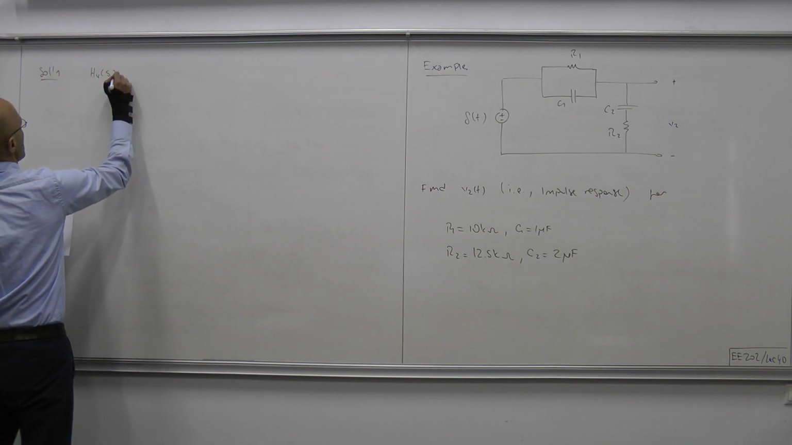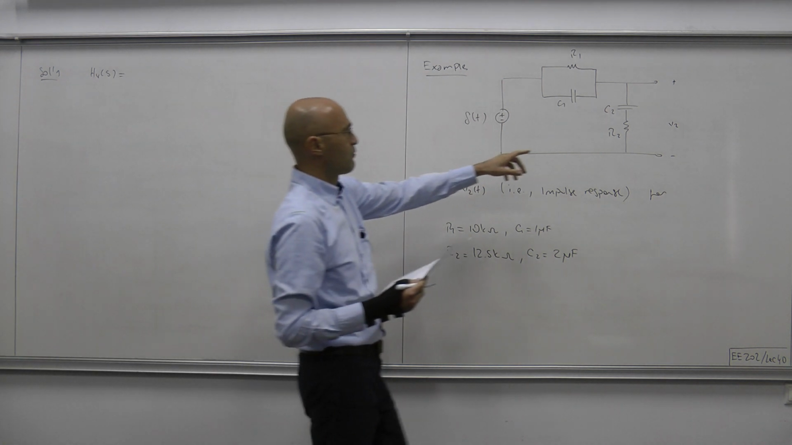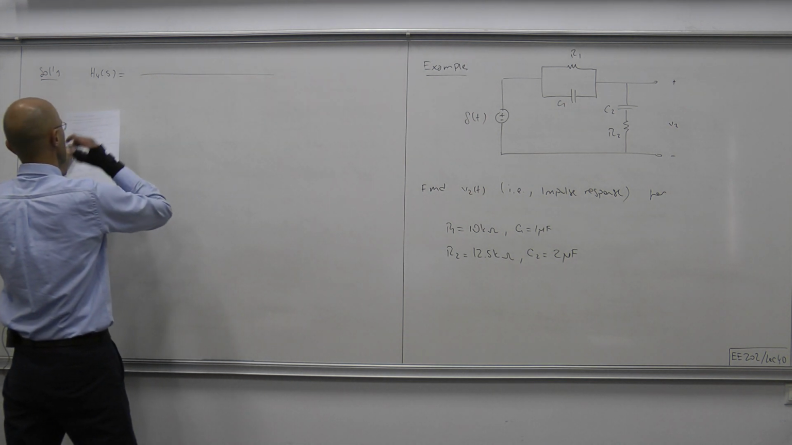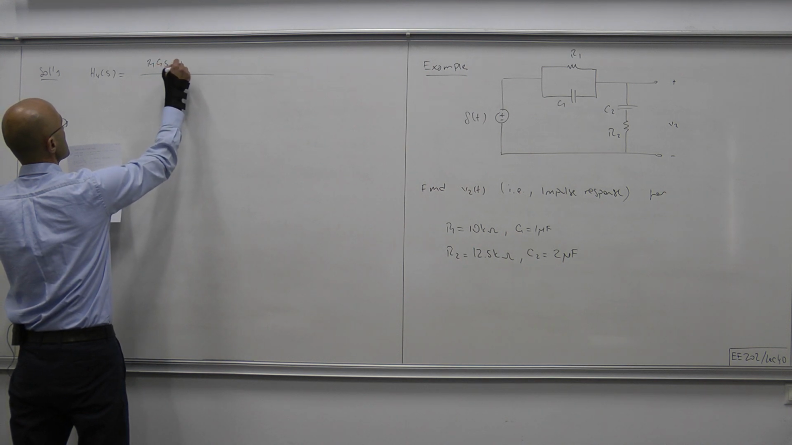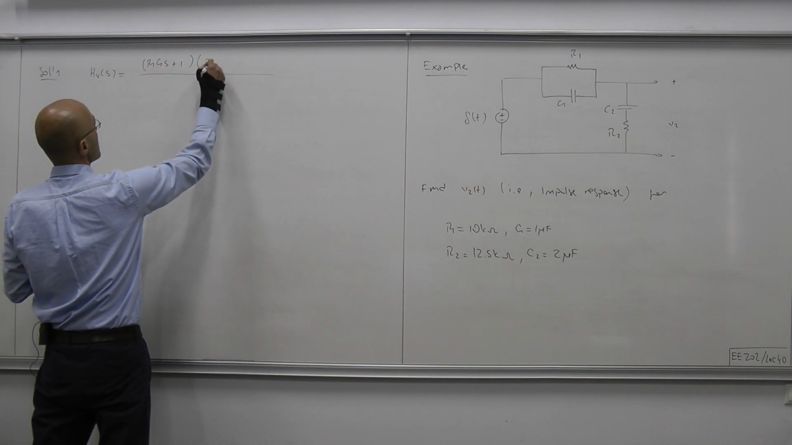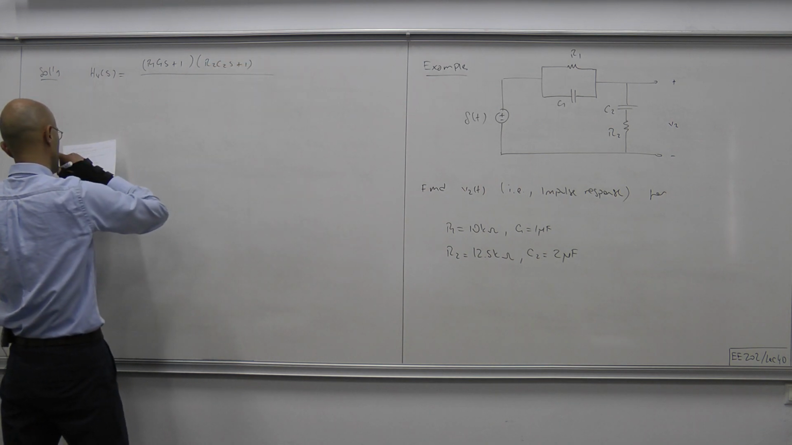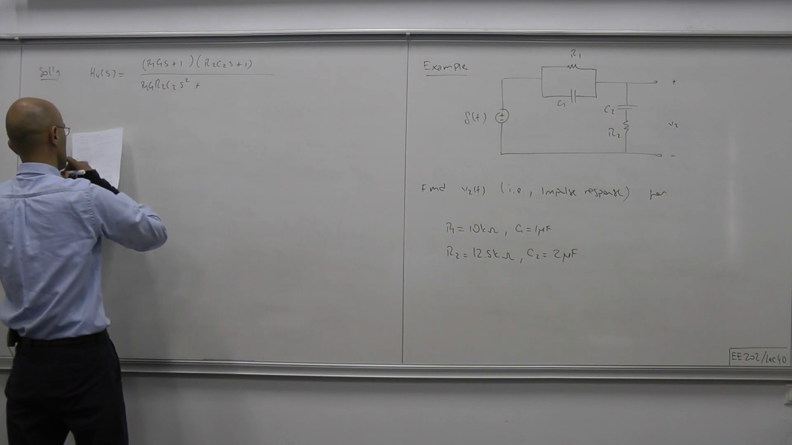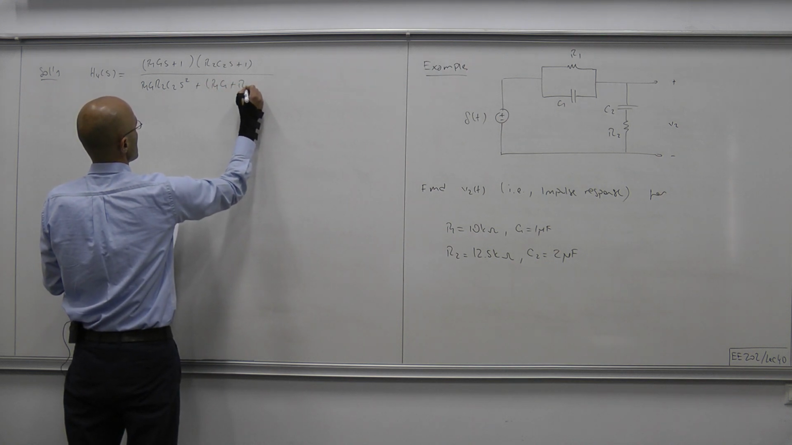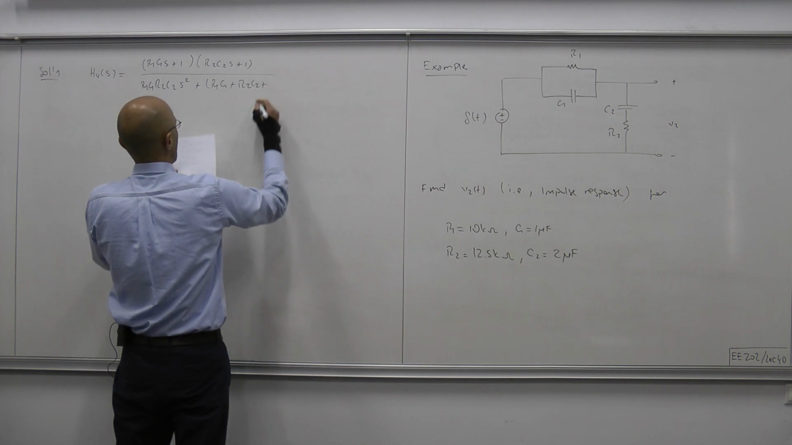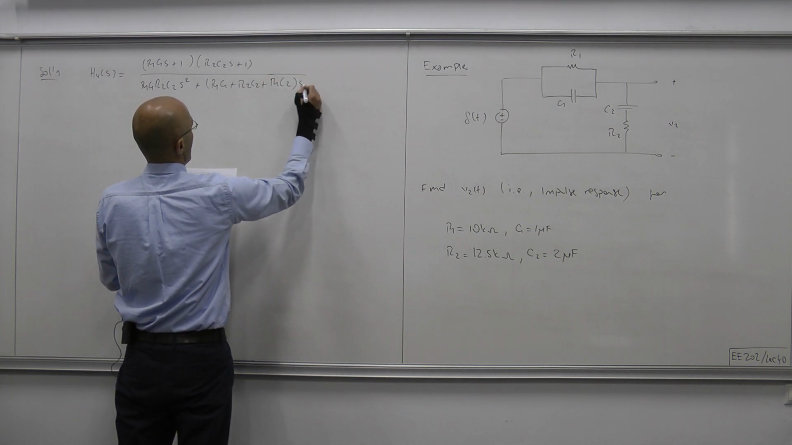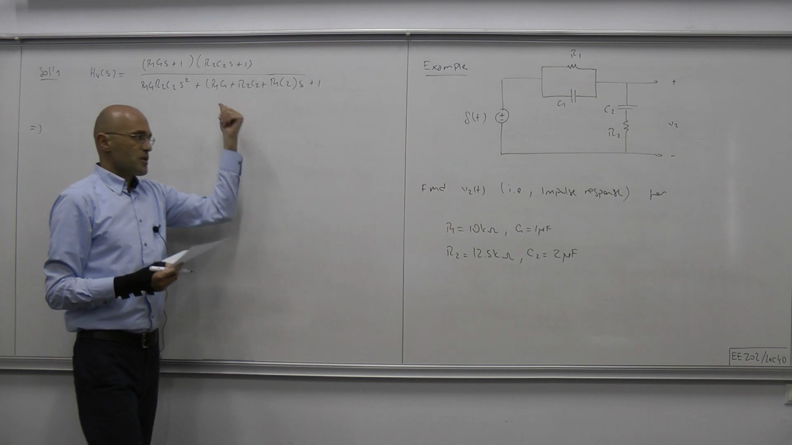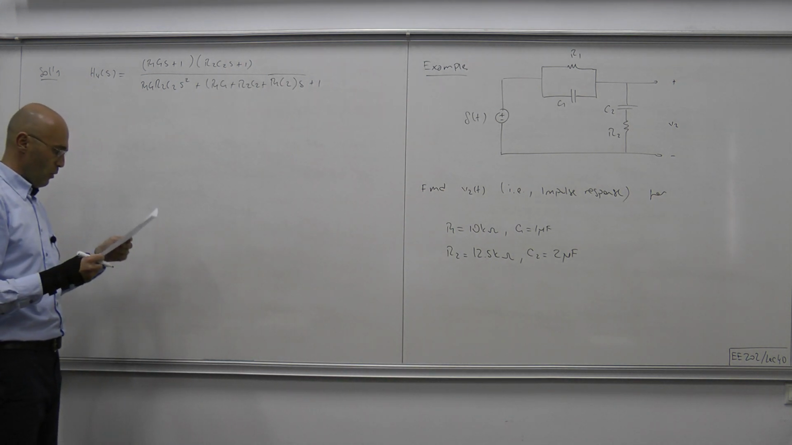So earlier we obtained the following voltage transfer function from V1 to V2. H_V(s) was (R1 C1 s plus 1)(R2 C2 s plus 1) with the denominator R1 C1 R2 C2 s squared plus (R1 C1 plus R2 C2 plus R1 C2) s plus 1.